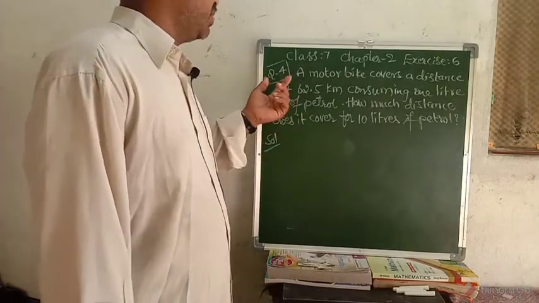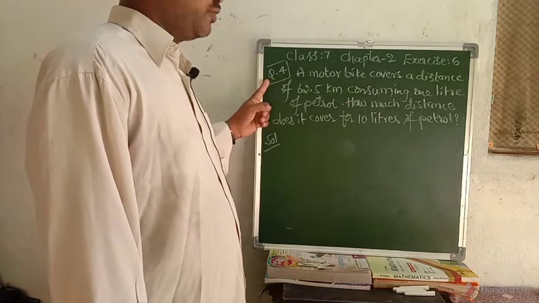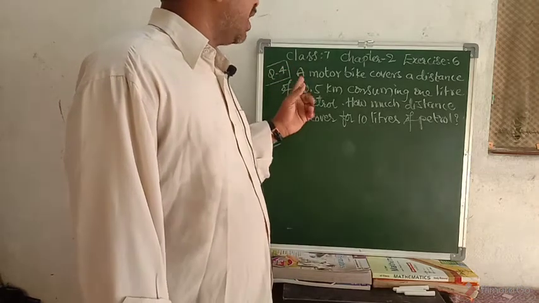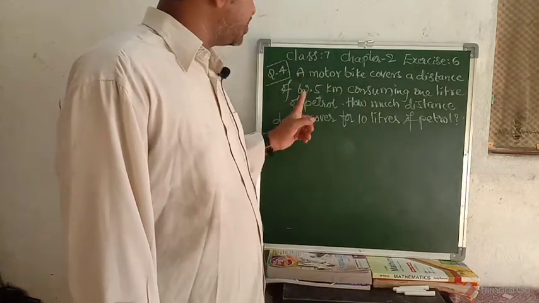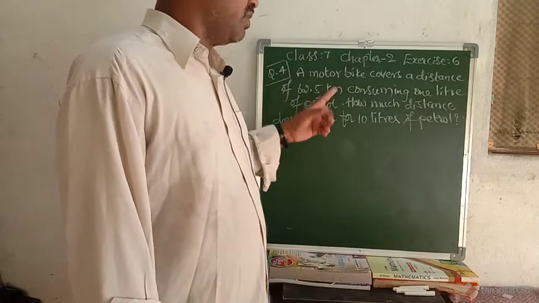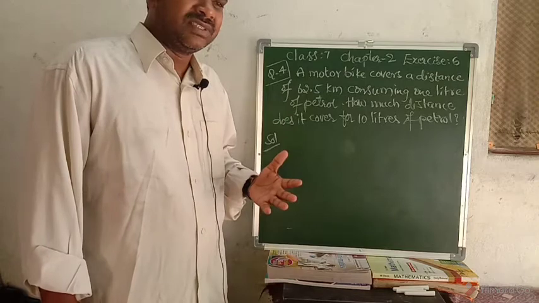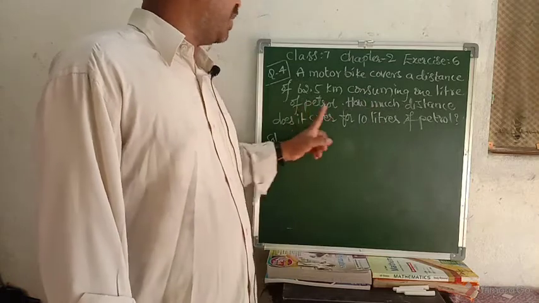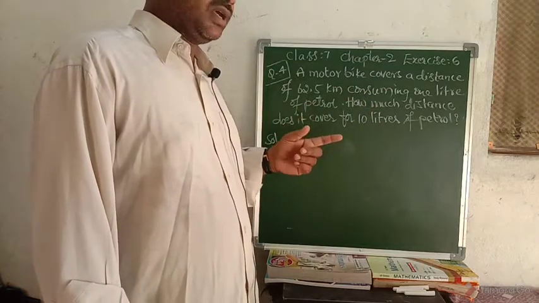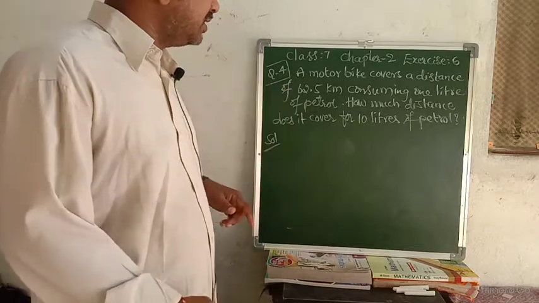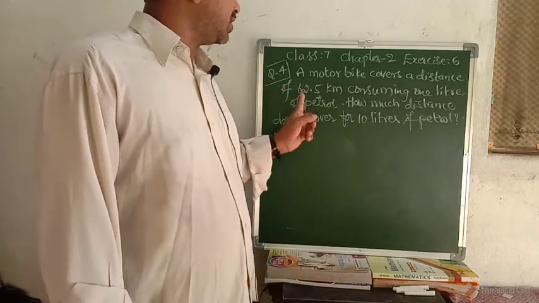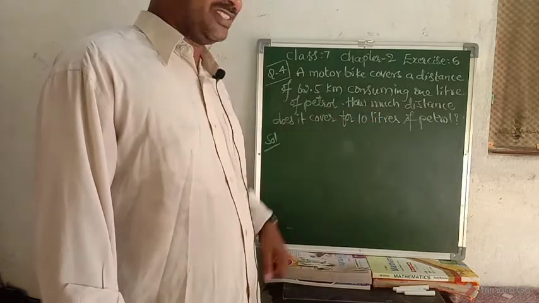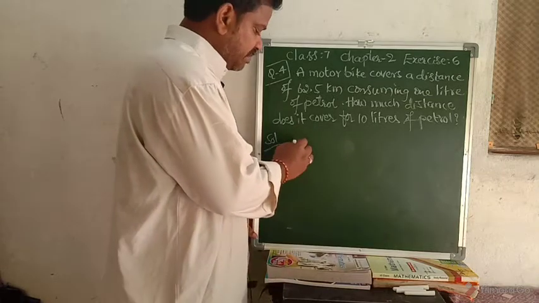After completion of question number 2, we will go for question number 4. In this question, we are going to give the solution for: a motorbike covers a distance of 62.5 kilometers by consuming 1 liter of petrol. So what is the first step? Distance covered for 1 liter of petrol is 62.5 kilometers. Next, how much distance does it cover for 10 liters of petrol?